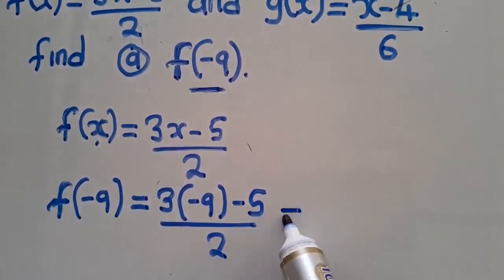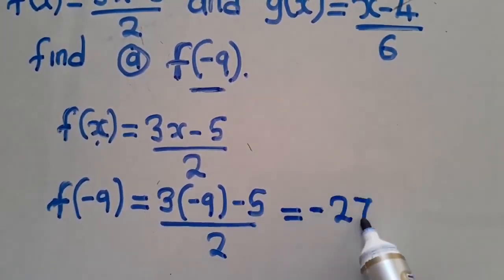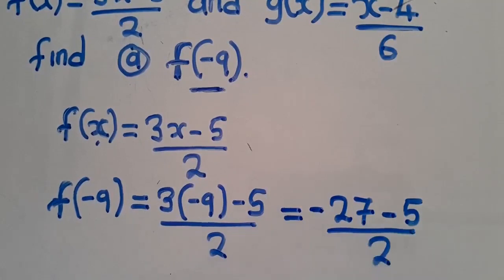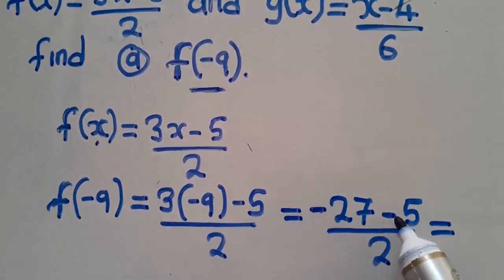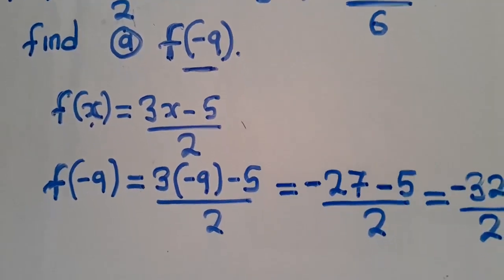I'll continue from here. So 3 times negative 9, what is the answer? The answer is negative 27 minus 5 over 2. So negative and negative, what I told you is that whenever you have the same signs, you need to add, then maintain the sign. So what is 27 plus 5? That is 32. So 32, you maintain the sign negative, over 2.